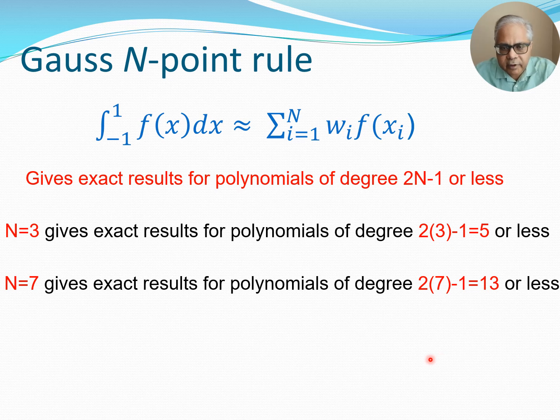Of course, the choice of which rule you use depends on the kind of polynomial, the kind of function you have. In general, if n is more, it's going to be better, but there is going to be a slight increase in computational cost. So I'm going to look at these two situations. n is 3 is going to be pretty good for many polynomials which are maybe quadratic, cubic, quartic, and so on. And n is 7 will of course take care of most polynomials because 13 is quite a high degree.